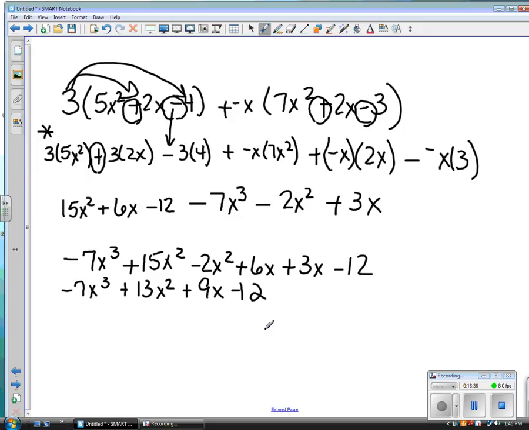Negative 7x cubed. Where did you get 8? Where? Right here? No. Are they alike? Oh. No. So there is no more x cubed, so that's why it just stayed the same. These two I was able to add and got this. And then these two were able to add because they gave me that. Okay? Any other questions on that?